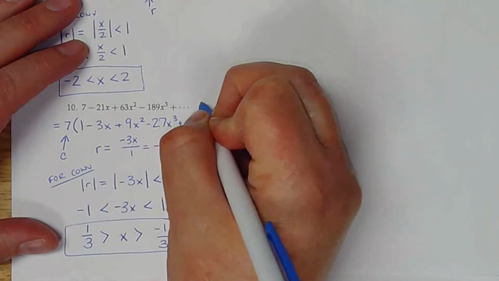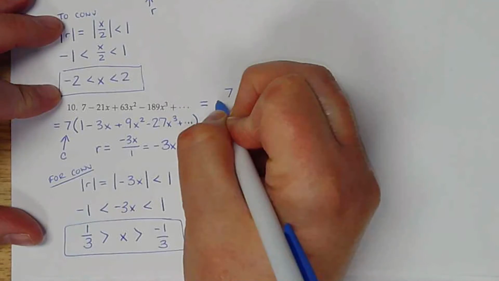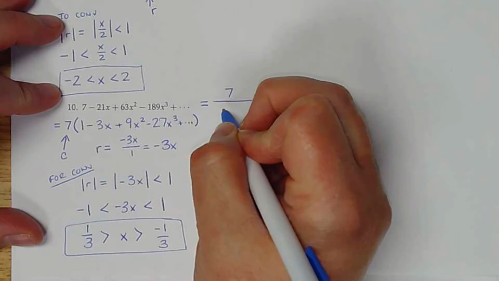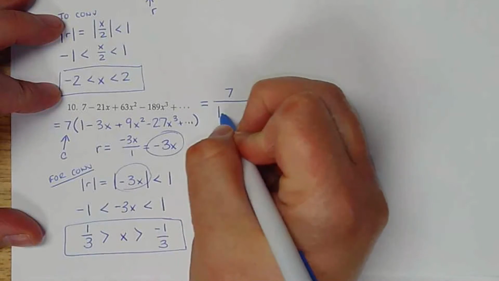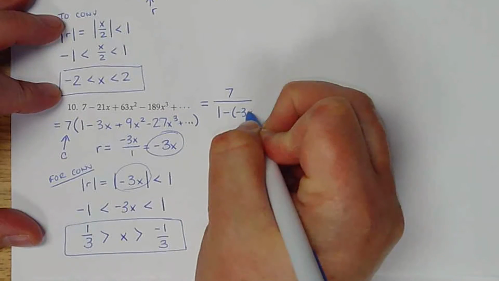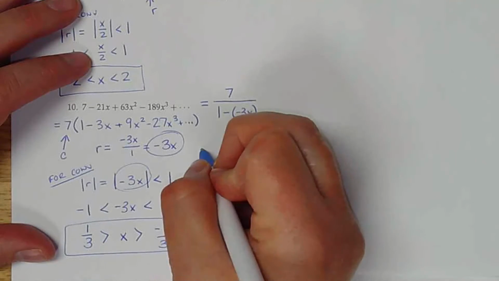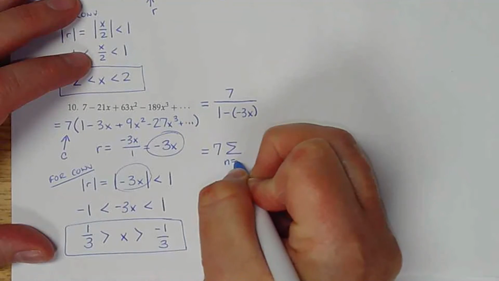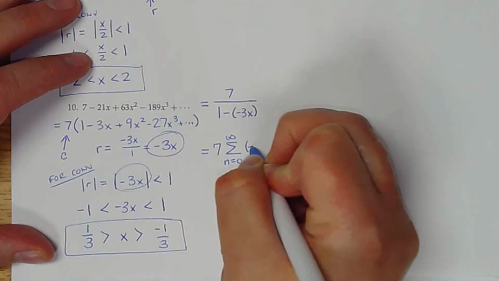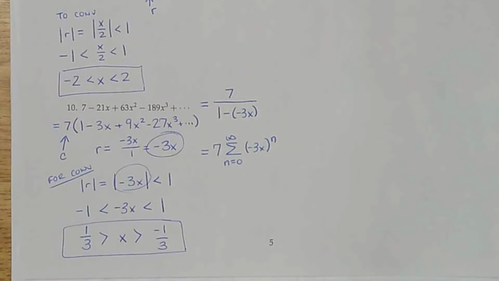And it's going to converge to, I know my first term is 7 here. And my r is this -3x, so I get 7 over 1 minus a -3x. Okay, and if you were interested what this looks like in summation form, that's the sum of 7 times -3x raised to the n. Okay, so if you wrote that down, there you go. You can match it up and see how that looks.